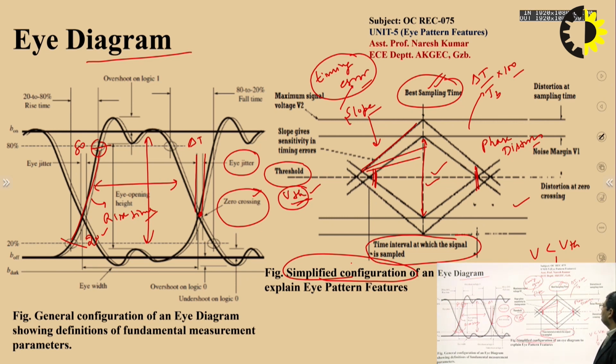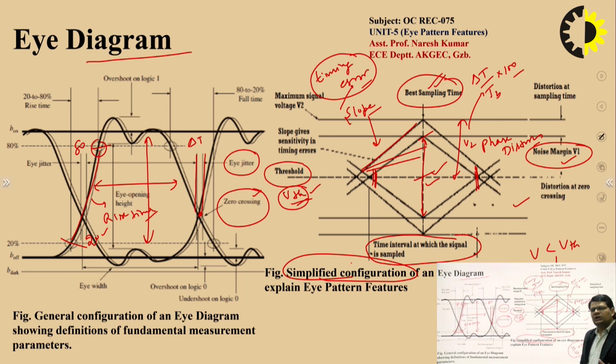Another feature we have is the noise margin. We can also comment about the noise margin of the system, that is the noise handling capability of the system. So in this case, we have voltage V1 and up to this point we have voltage V2. So the ratio V1 by V2 into 100 indicates the noise margin of the system.